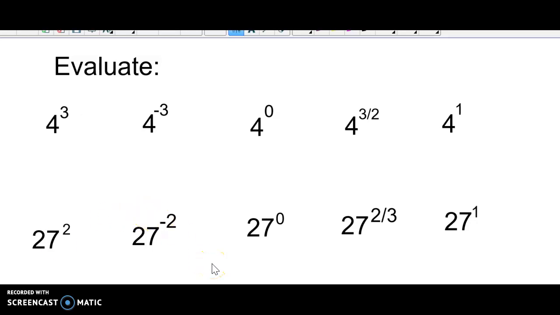Okay, now some of these you probably wouldn't have been able to do without a calculator, but I just want you to see no matter what the number is. Okay, we know what 4 to the third power is. We know what that means. 4 times 4 times 4, right? So 4 times 4 is 16, times 4 is 64. 4 to the negative third means 1 over 4 to the third.